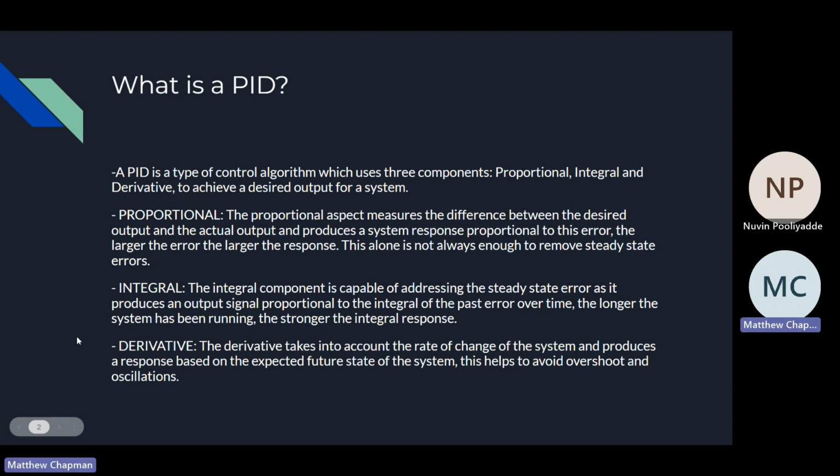The derivative takes into account the rate of change of the system and produces a response based on the expected future state of the system. This helps to avoid overshoot and oscillations.